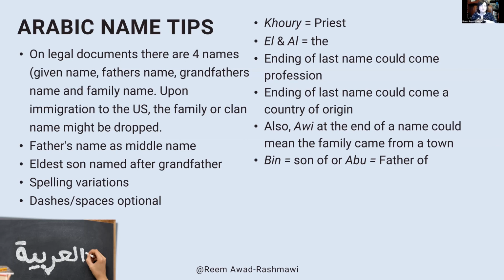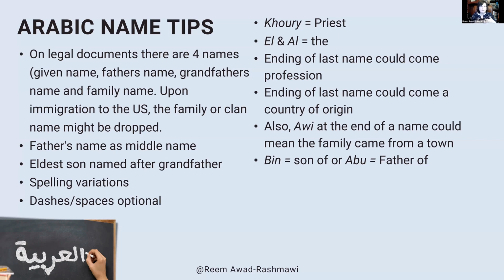So for example, a father's name a lot of times is used as the middle name for all the members, whether they're male or female in a family. The eldest son is a lot of times, again, these are things to use as clues. It's not every time that these are going to happen, but they're clues for you to look on relationships. The eldest son is a lot of times named after a grandfather.